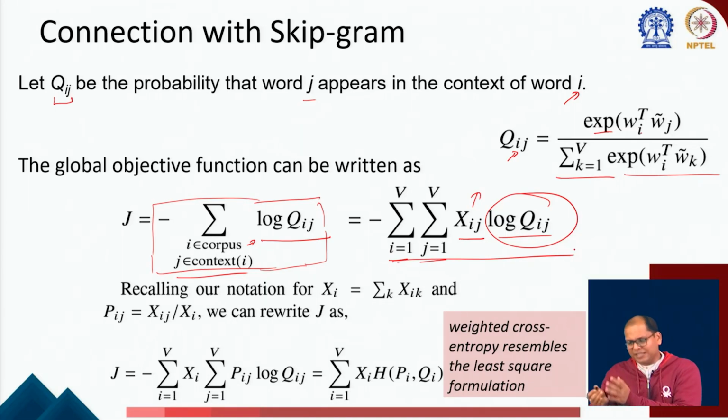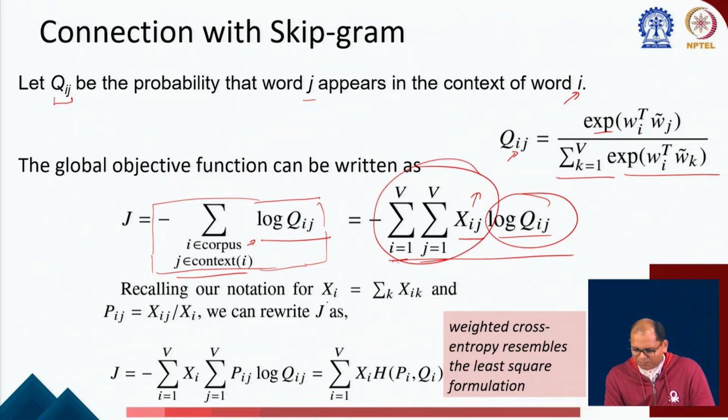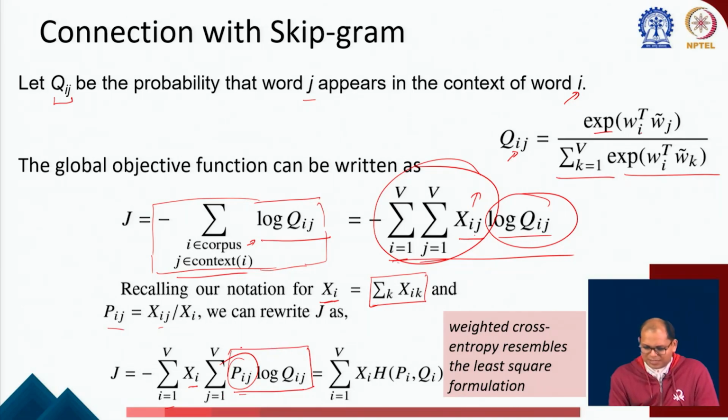So this is one way of connecting. Now you want to further make a connection with the actual formula of glove. So you take this term and say, okay, I can count the frequency of xi as summation over k of xik, and pij will be xij by xi. So I can write this xij as summation over i of xi times xij by xi, and this becomes pij, and then pij log qij. This pij log qij has a notion of cross entropy. So you are doing cross entropy between these two terms, pij and qij.